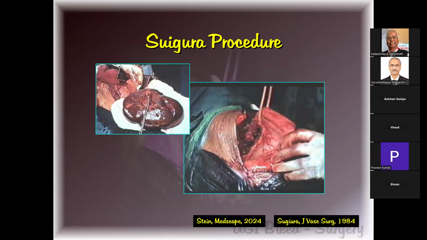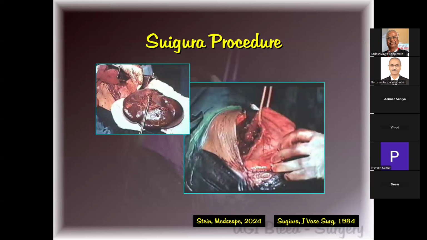And splenectomy is a part of the procedure because most of these people will have an enlarged spleen and a degree of hypersplenism. Technically, also, it's easy to take off the spleen, and it's good to take off the spleen because it can otherwise give you hypersplenism.